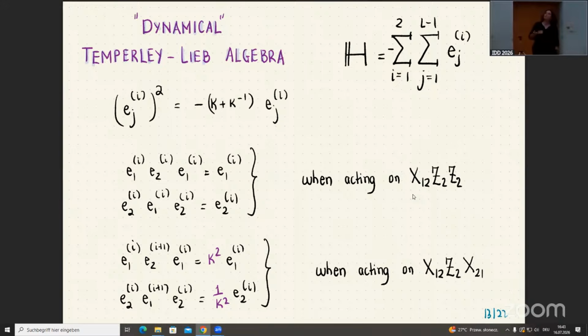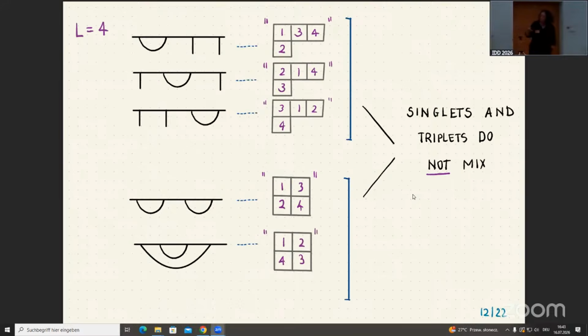Now what is the dynamical case? I told you that we can represent ours as this sum of dynamical Temperley-Lieb generators. For the quadratic relation, nothing changes. Basically, we have this index on the top, but we always get back the same coefficient. But now, oops, oh, what did I do?